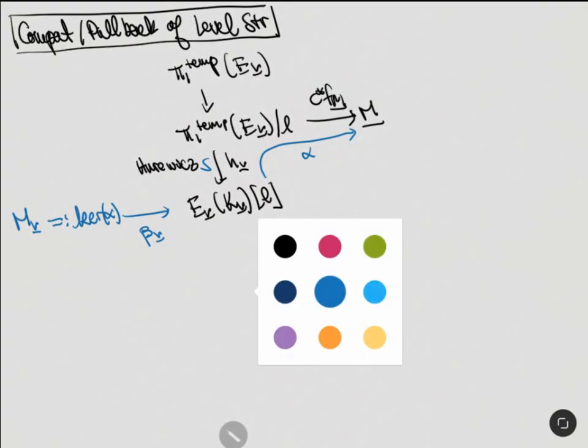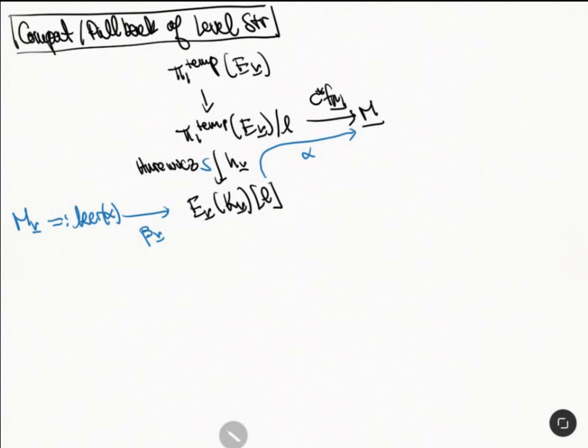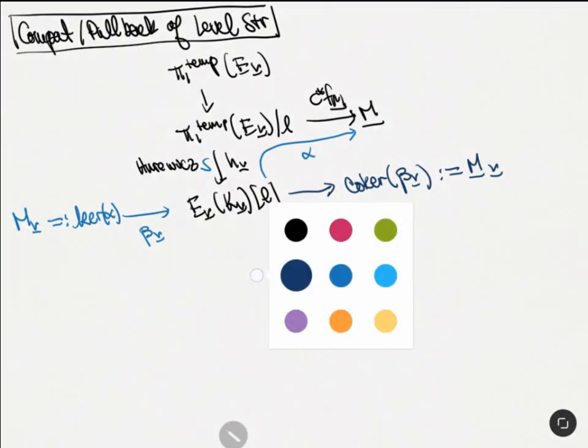Okay, once we have mv underline, what do we do? Well, we'll take the cokernel of this map, beta v underline, and we'll define this to be the m underline v underline. Okay, so this is what we have for this one. Now we have this exact sequence that was now pushed to the local situation.